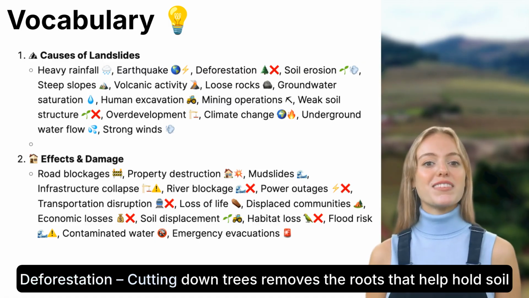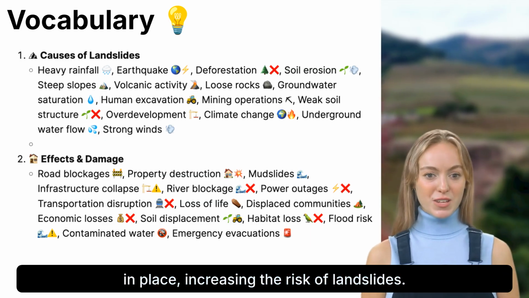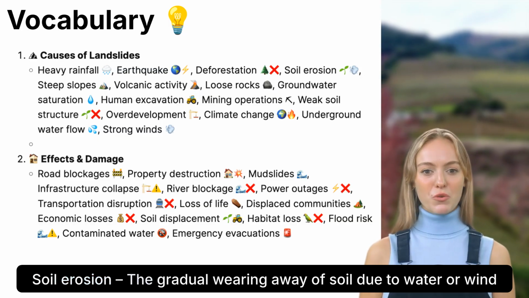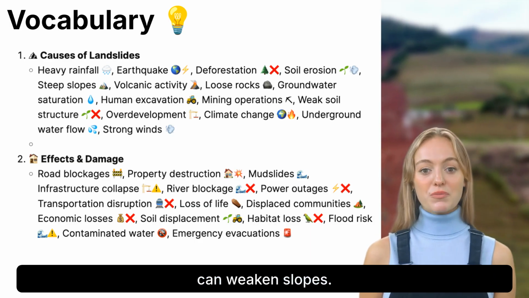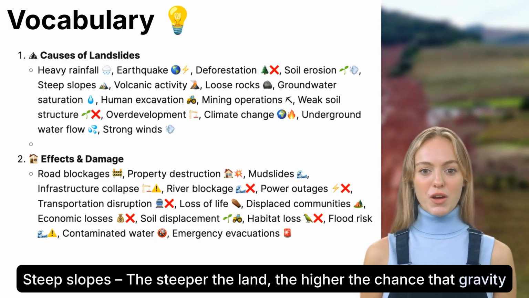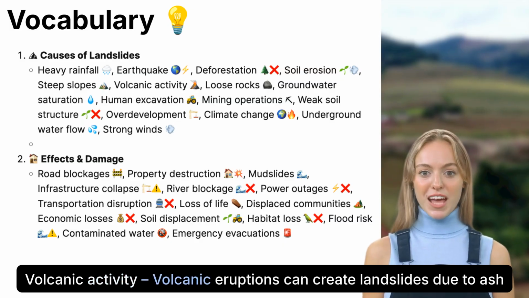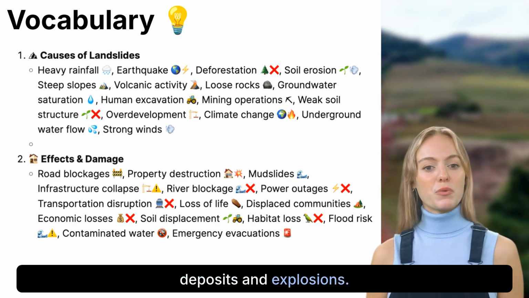Deforestation. Cutting down trees removes the roots that help hold soil in place, increasing the risk of landslides. Soil erosion. The gradual wearing away of soil due to water or wind can weaken slopes. Steep slopes. The steeper the land, the higher the chance that gravity will cause it to collapse. Volcanic activity. Volcanic eruptions can create landslides due to ash deposits and explosions.